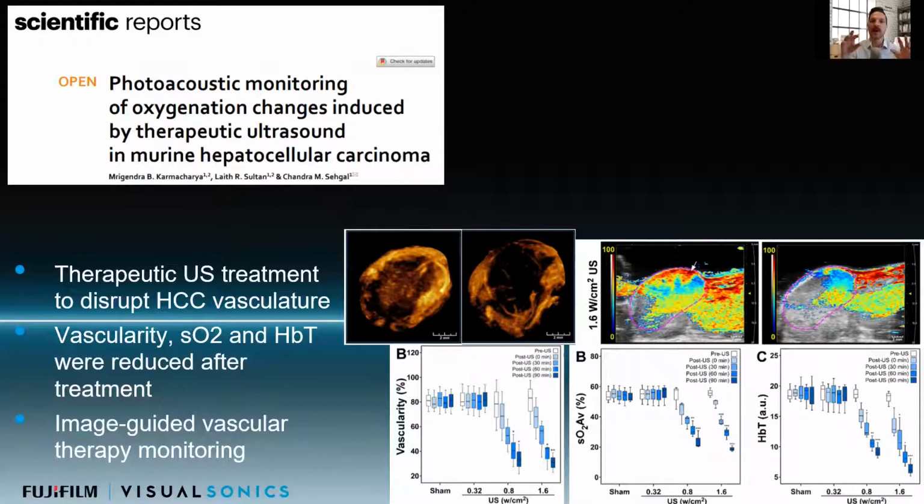This is a way of monitoring that therapy using Doppler to look at the blood flow in those tumors, and also using photoacoustics to look at the hemoglobin content, or relative blood volume really, and the oxygen saturation, how much oxygen that blood is carrying. So in all cases, you see these effects of these therapeutic doses. So this is now a multi-parametric assessment of the effectiveness of that treatment.